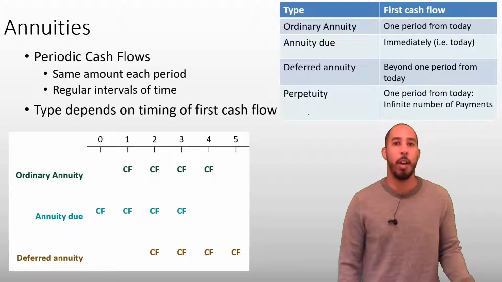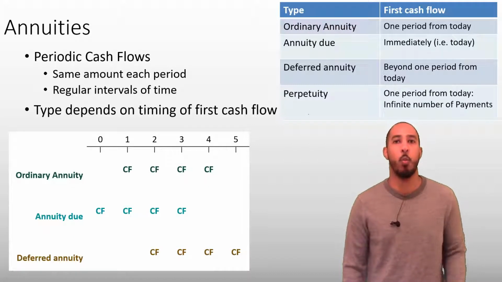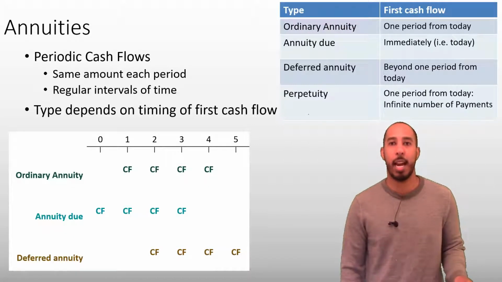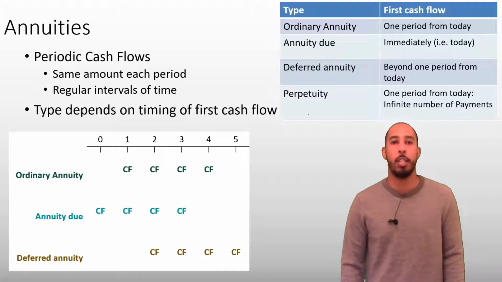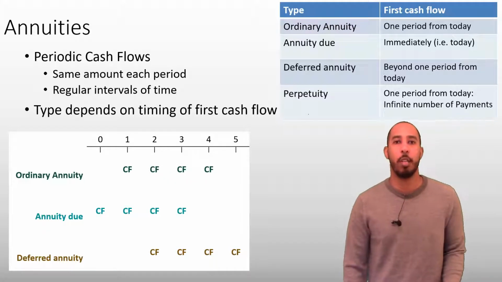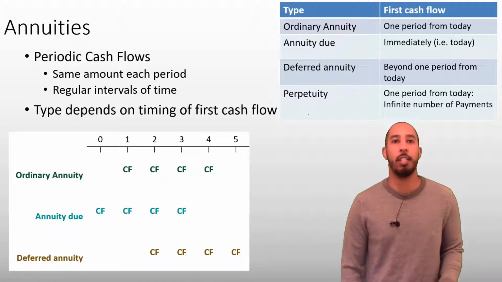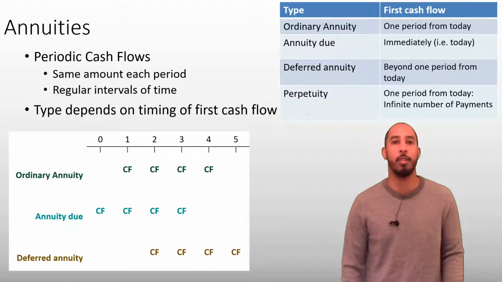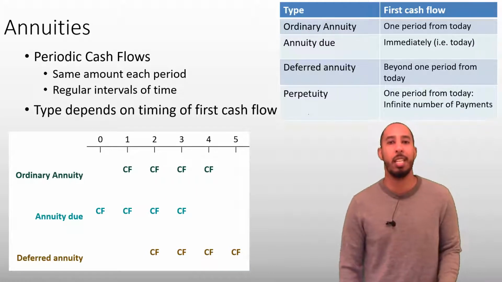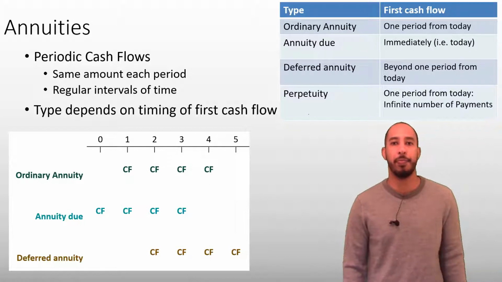We have ordinary annuities, where the first cash flow occurs one period from today. As you can see on the timeline here, the first cash flow happens at time 1. An annuity due has its first cash flow immediately, that is at time 0. Then there's the deferred annuity, in which the first cash flow is deferred until sometime later into the future, beyond time 1. And finally, there's perpetuities, whose cash flows start one period from now, but continue on forever and ever and ever. Let's do an example to get started.